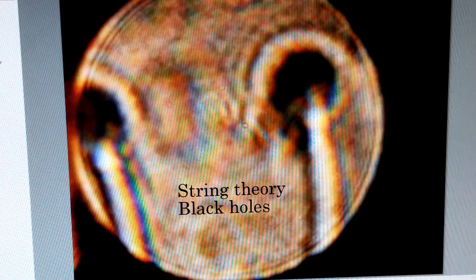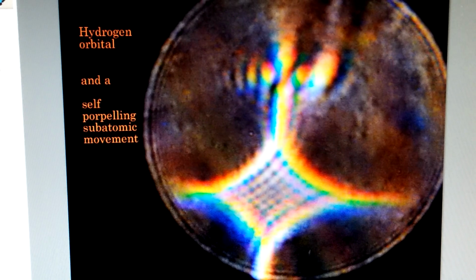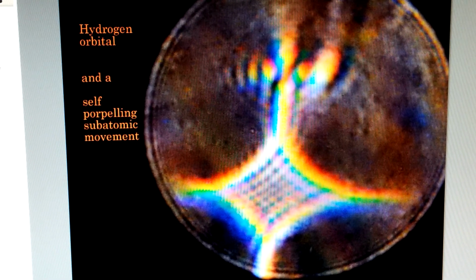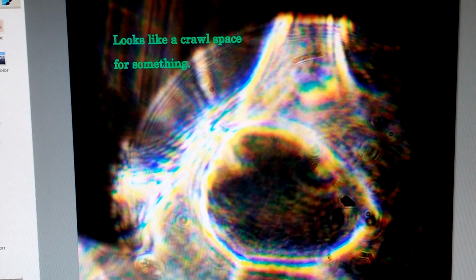Now for the string theorists, here's your strings coming out of black holes. Here's your connecting strings. Now here you see a hydrogen orbital and a self-propelling subatomic movement. And there's strings here as well. Things like this sometimes. This one looks like it has a crawl space for something.